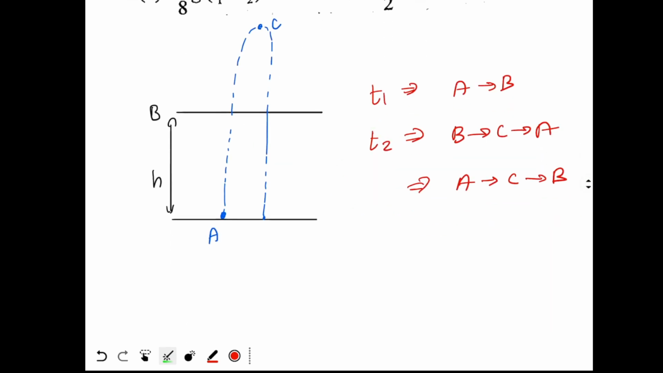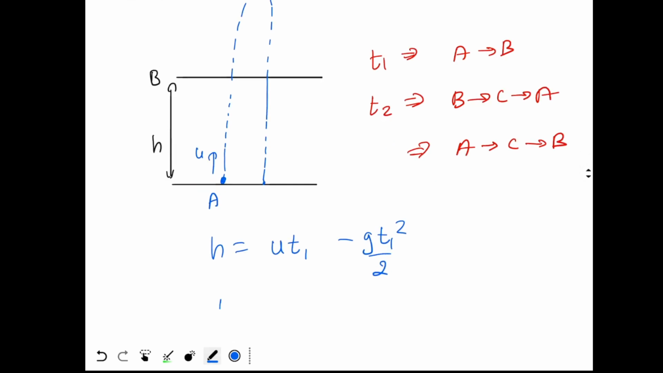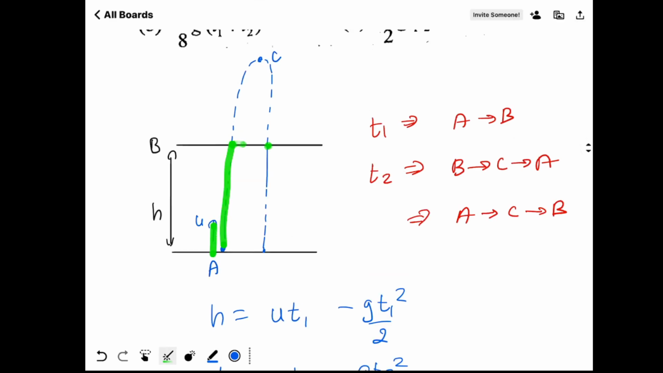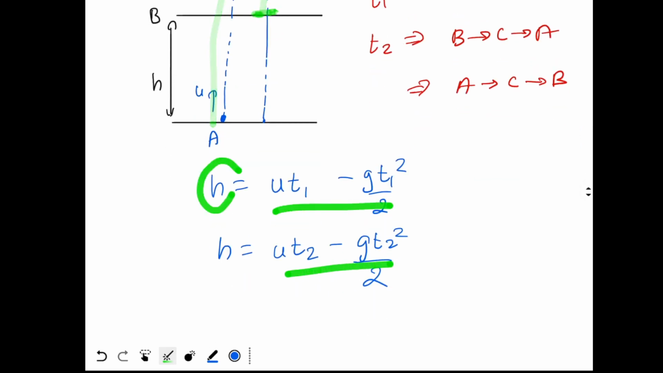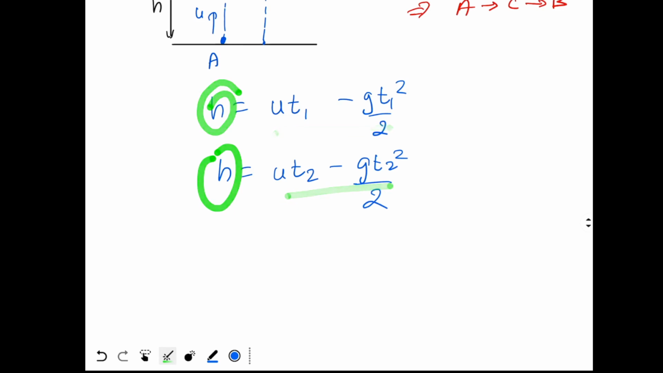So basically we could say that H is equal to ut1 minus gt1 square by 2, correct, where u is the initial velocity. And we could also say that H is equal to ut2 minus gt2 square by 2, right, because the body reaches the point B in time t1, it also reaches the point B in time t2. So t1 and t2 both should give the same value of H.